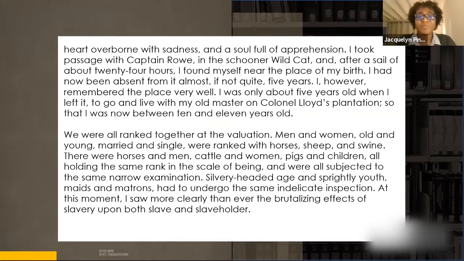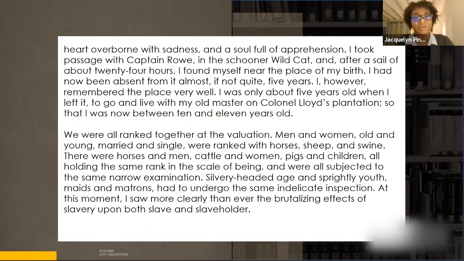I found myself near the place of my birth. I had now been absent from it almost, if not quite, 5 years. So maybe he was sold off when he was 5 years old. I, however, remembered the place very well. I was only about 5 years old when I left it to go and live with my old master on Colonel Lloyd's plantation, so that I was now between 10 and 11 years old.